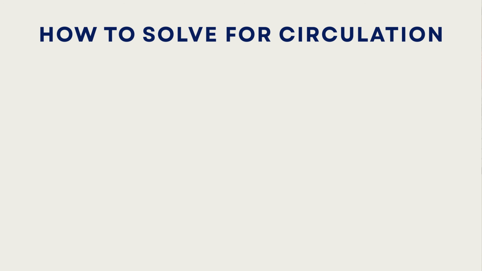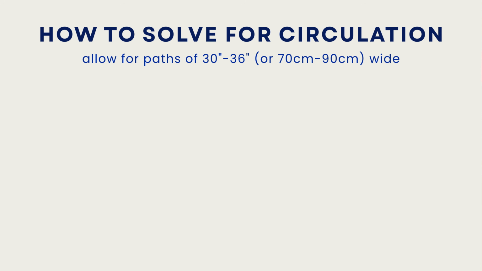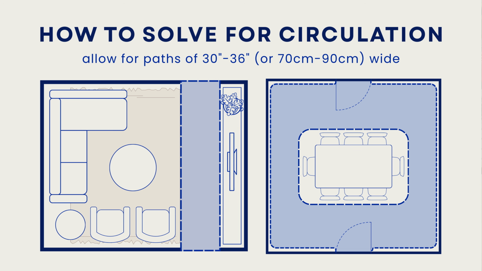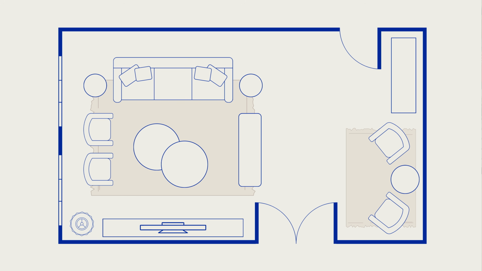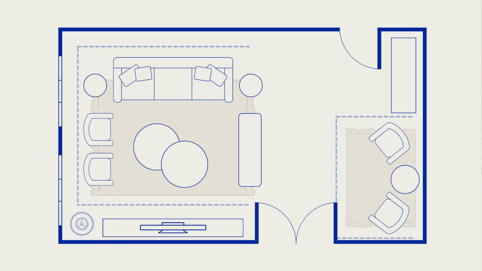So here's how you can solve those problems. You want to allow for circulation paths of 30 to 36 inches or 70 to 90 centimeters wide. This is a comfortable walking space for any average person. However, if you have people with mobility issues or maybe special needs that will be using the space, consider larger walkways to make the space more comfortable for them too. Next, you can float furniture when possible to create zones, so a seating area separate from a reading nook. And by creating designated zones, you also create a more logical and consistent flow through your space.